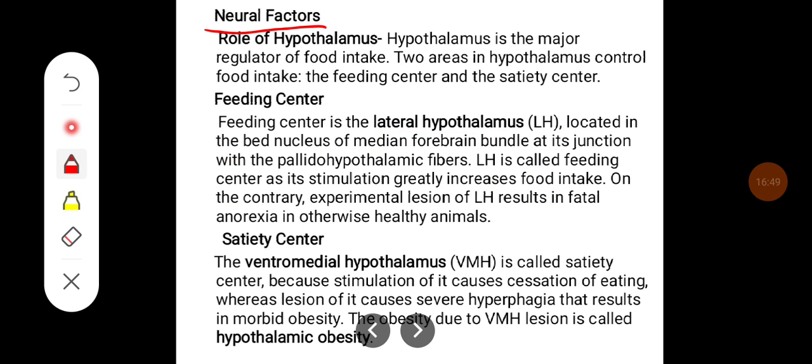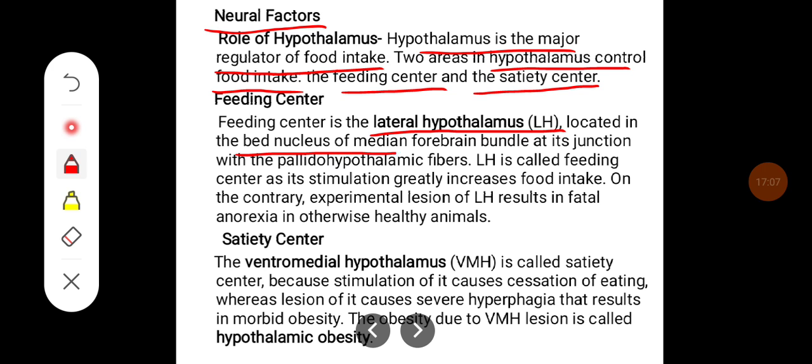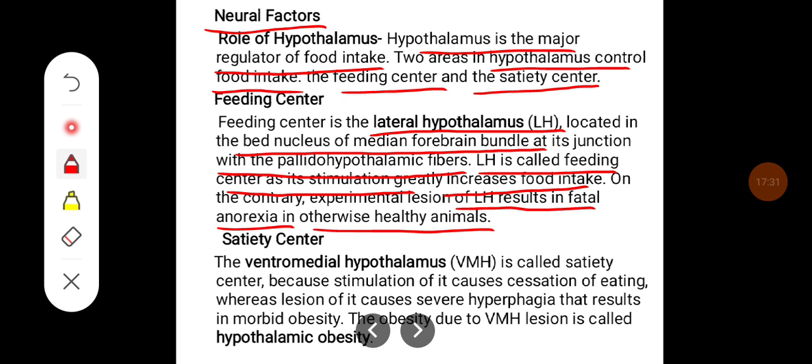Neural factors. Role of hypothalamus. Hypothalamus is a major regulator of food intake. The two areas in the hypothalamus control food intake: the feeding center and the satiety center. Feeding center is the lateral hypothalamus, located in the bed of nucleus of median forebrain bundle at its junctions with pallidohypothalamic fibers. The LH, that is the lateral hypothalamus, is called feeding center as its stimulation greatly increases the food intake. On the contrary, experimental lesion of LH results in fatal anorexia in otherwise healthy animals.